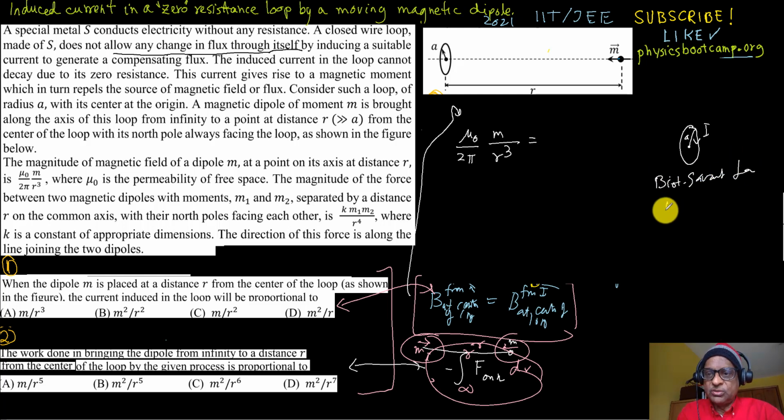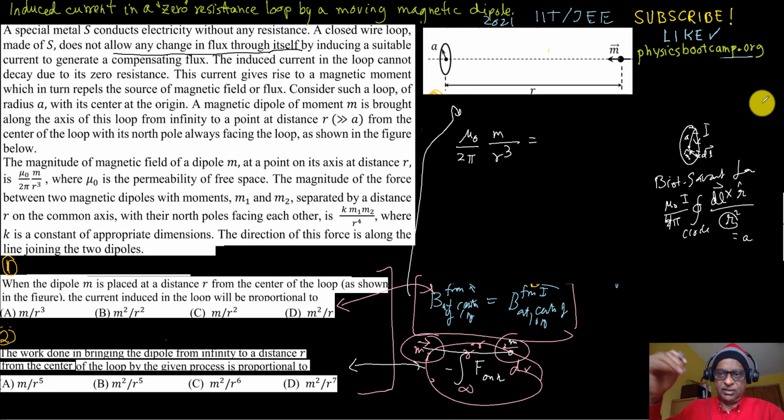Biot-Savart law, which is mu naught I over 4 pi, integrated over this loop, of dl, a small element dl, crossed into this r hat vector, and then divided by the displacement vector magnitude. This is just equal to little a, and r hat is the unit vector, and the right hand rule will give you the direction.